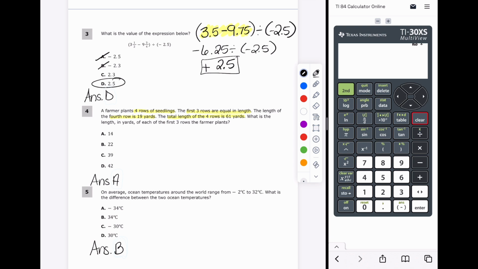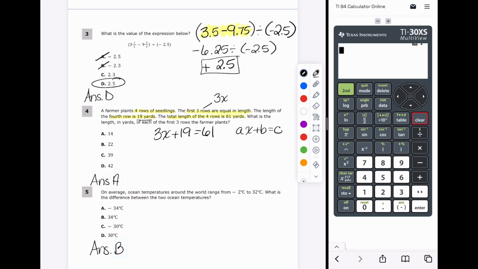Okay, so there are 4 rows. 3 of them are the same. I just don't know what they are. So I'm going to write that as 3x. But we know that the 4th row is 19. So 3x plus 19 is 61 yards. All right, so how do I figure out what that x is? This is written in a form ax plus b equals c form.